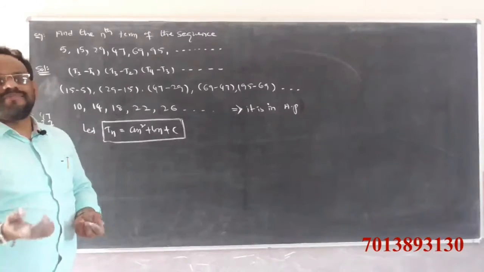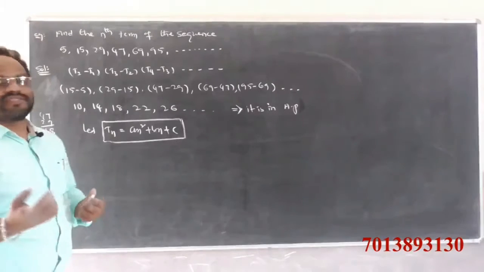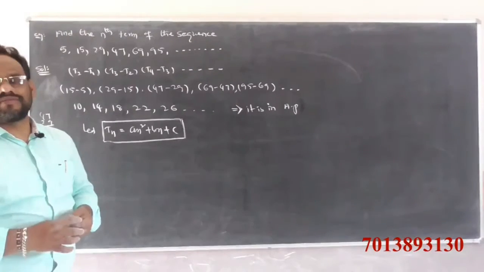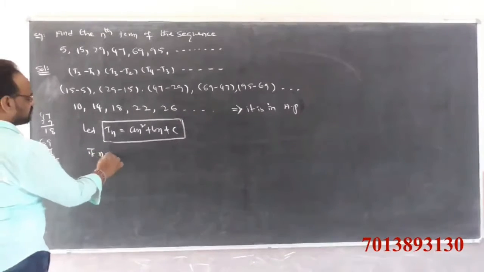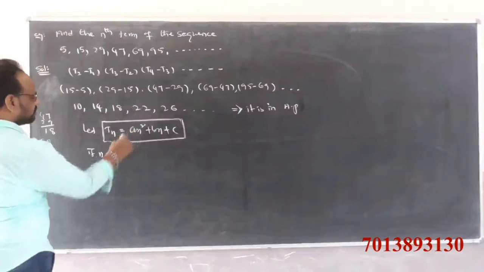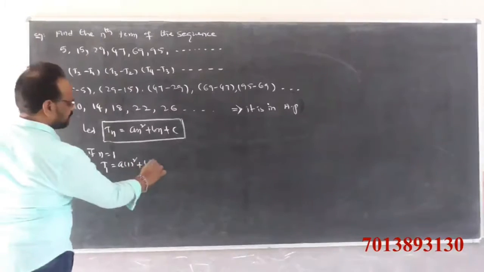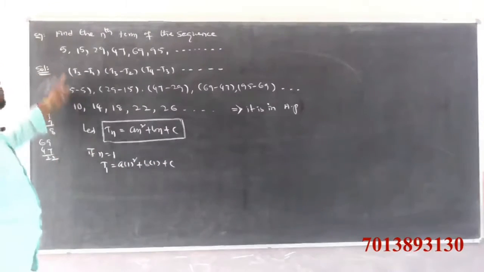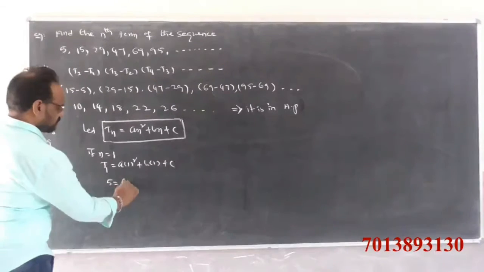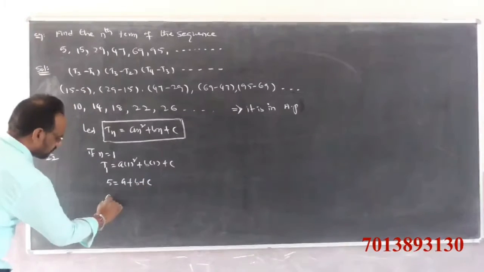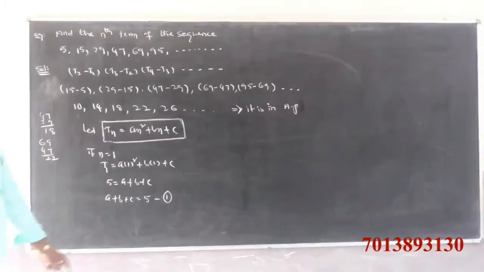How to find the A, B, C values? A, B, C are constants. By putting n equals 1, 2, 3 and so on, we get the terms. If n equals 1, T1 equals A into 1 square plus B into 1 plus C. T1 is the first term, 5. So 5 equals A plus B plus C, that is, A plus B plus C equals 5. This is equation number 1.